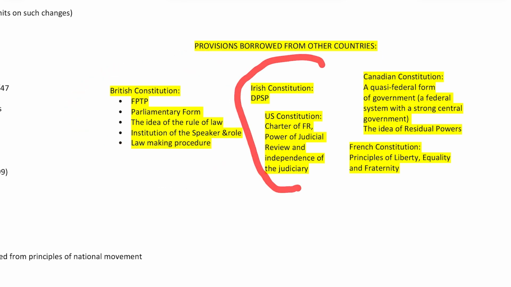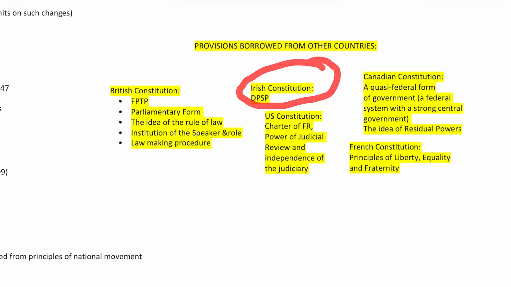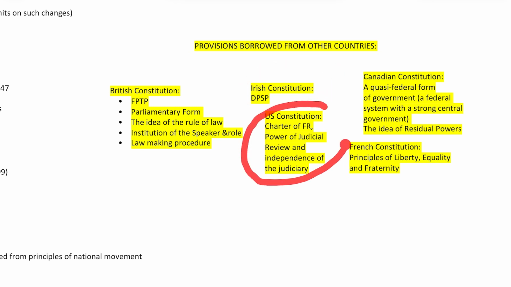And then from the Irish Constitution, we took the DPSP. From the US Constitution, the Charter of Fundamental Rights, power of judicial review. Although the power of judicial review for the American courts is much broader than that of our judiciary in India. We also took the independence of judiciary from the Constitution of the US.